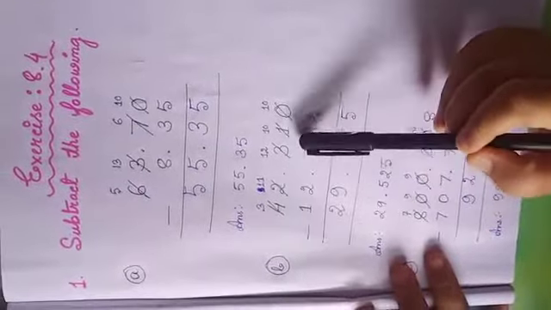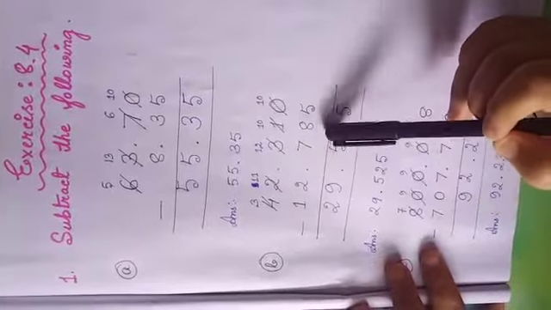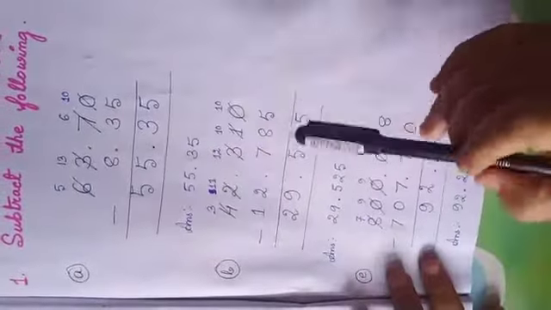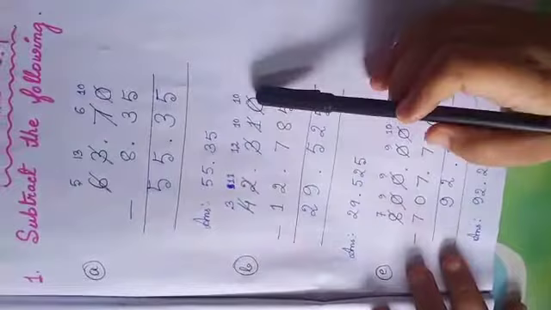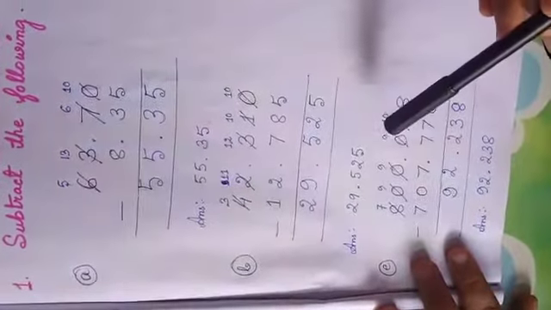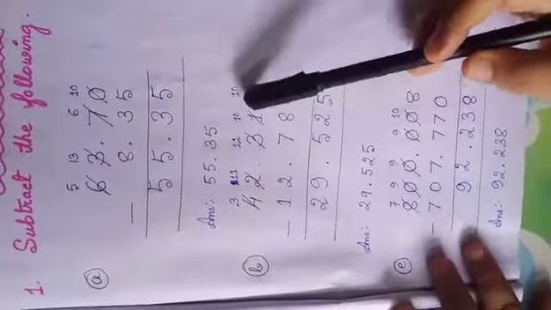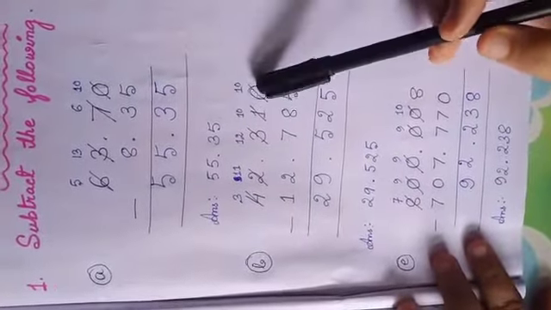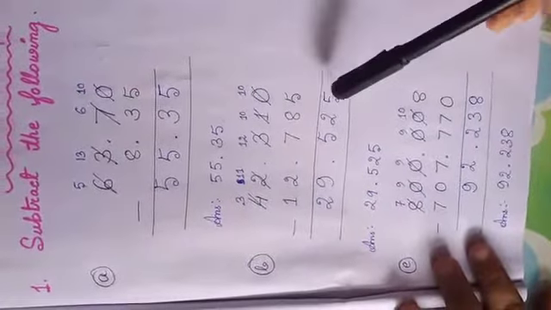Okay, now number B. Number B is 42.310 minus 12.785. Again here we will start our subtraction from the thousandths place. Now again here what you have to do, you have to subtract 5 from 0. Can you subtract? No. So you have to borrow 1 from the hundredths place. So this 0 has become 10. 10 minus 5 is 5.